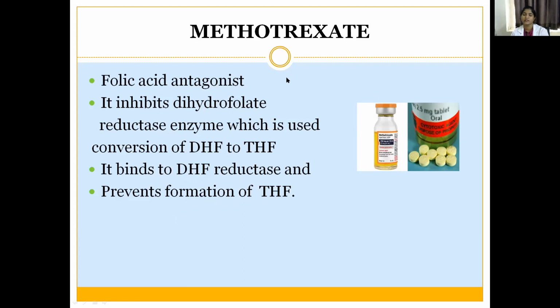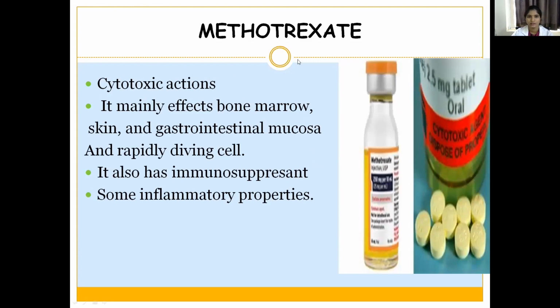Methotrexate: write about one indication and one adverse effect like that. It has cytotoxic actions. It mainly affects bone marrow, skin, gastrointestinal mucosa and rapidly dividing cells. It also has immunosuppressant action and some anti-inflammatory properties. So it has many indications. In this question format, you have to write only one indication. If you want to write 1 or 2 indications, no problem.